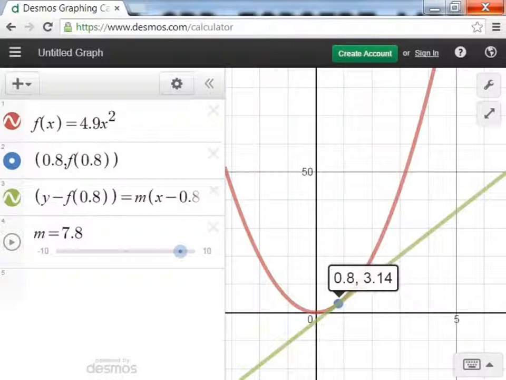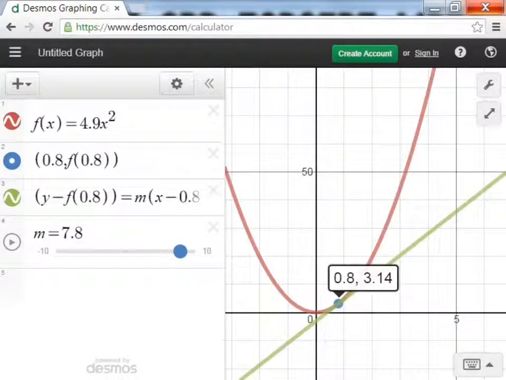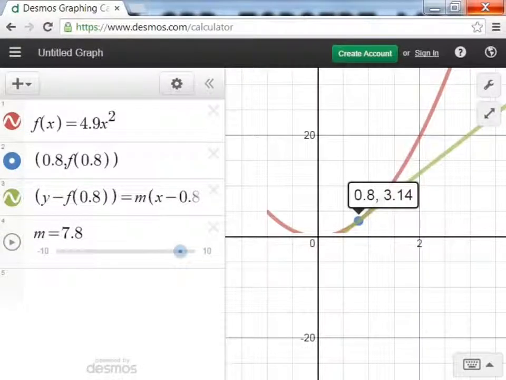So this slope right here is the instantaneous rate of change because that's the slope of this tangent line. And we found 7.8 by finding a trend and estimating. Okay, and here you could actually try to find it too by moving your slope around to find the line that would be more tangent. Okay, all right.